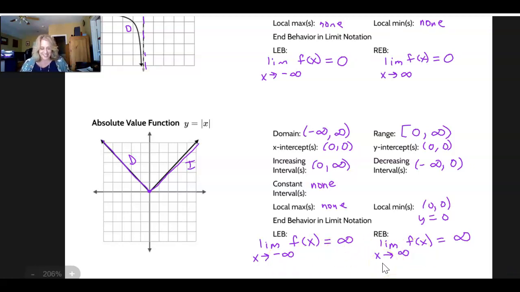All right, so those are the parent functions that we have so far, and we'll do a separate video for the greatest integer function. Have a great day.